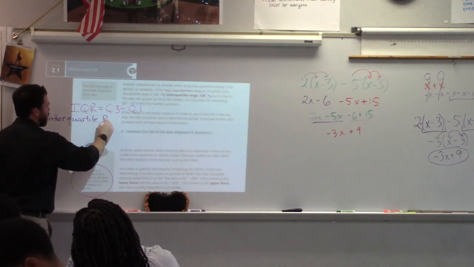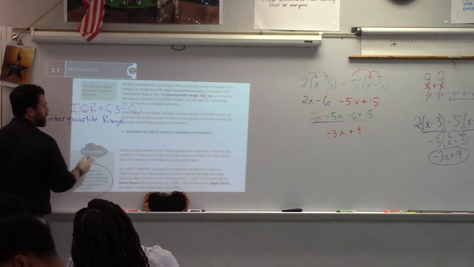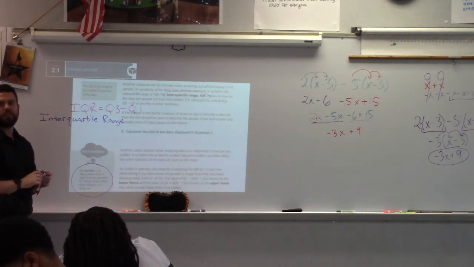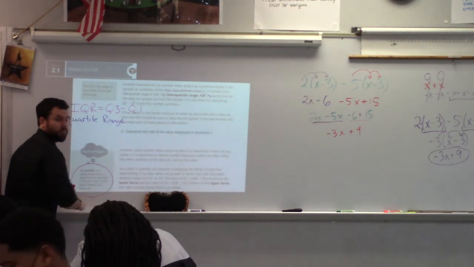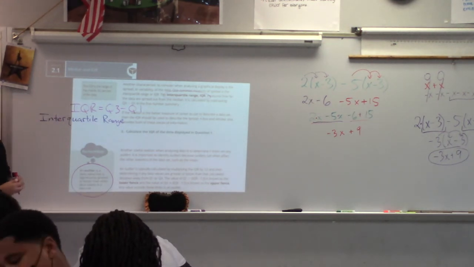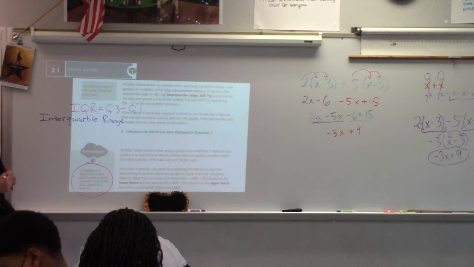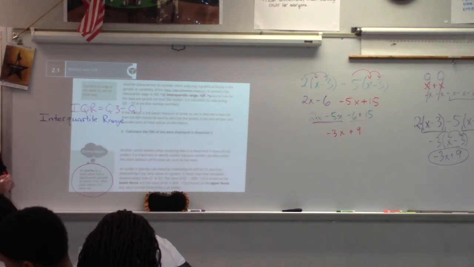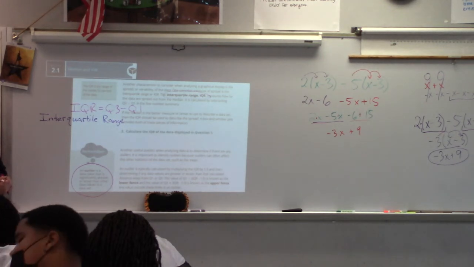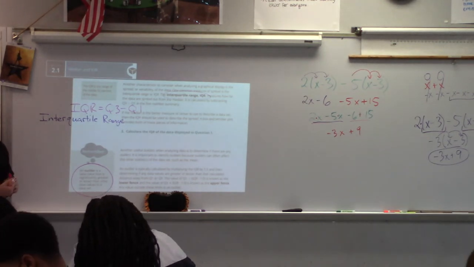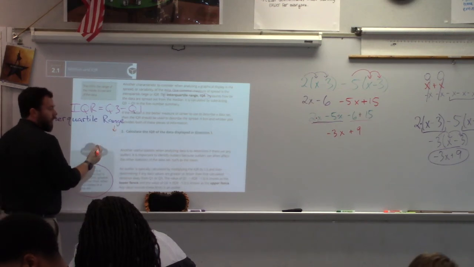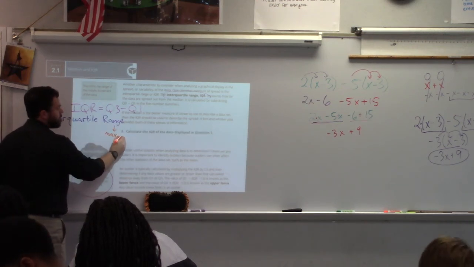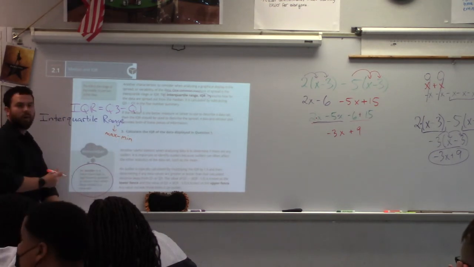Interquartile range. Now, we talked about this before. How do we calculate range? It's the difference between the minimum and the maximum. So to find range, not interquartile range, but range, we did max minus min. That's how we calculated range in general.